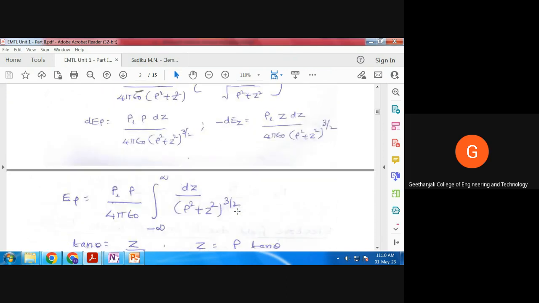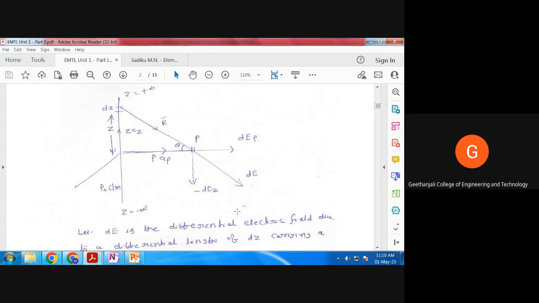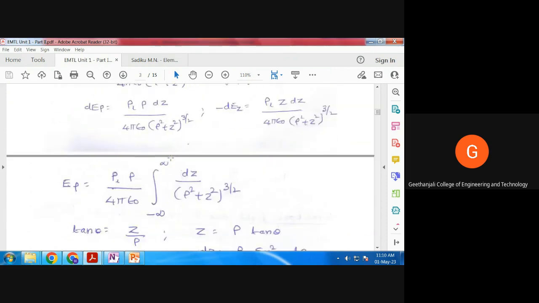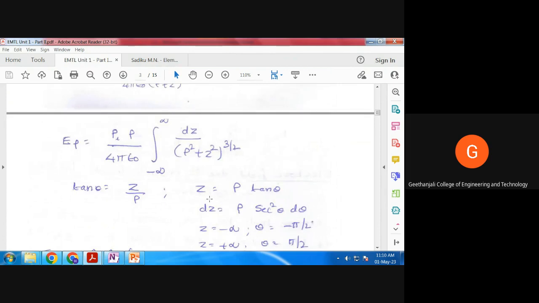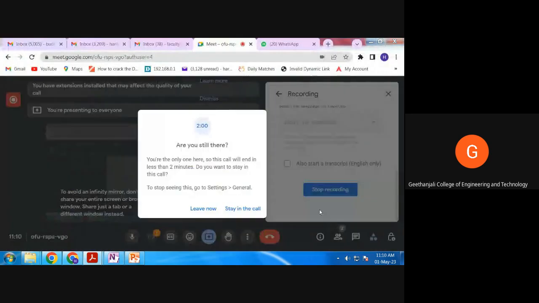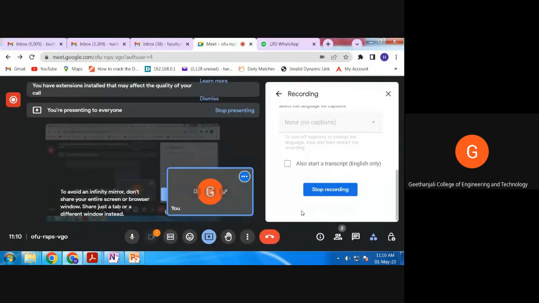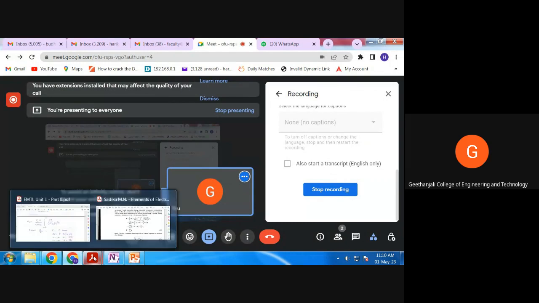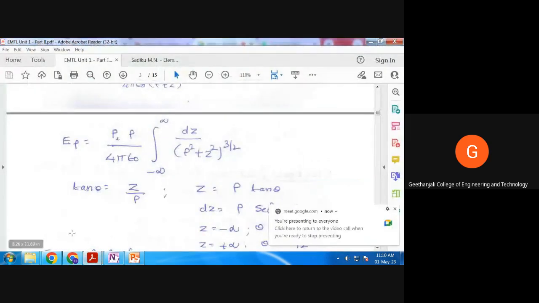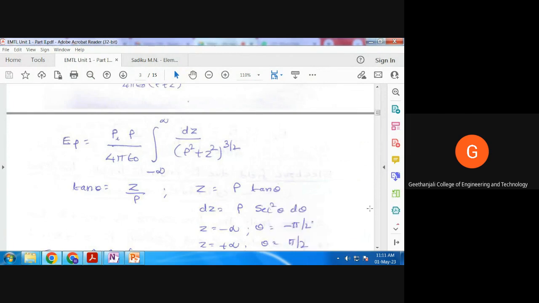Of course, there are several ways of doing this integration. One way is, suppose I define this angle as theta, what is tan theta? Z by rho. So what is Z? Rho tan theta. So dz would be rho secant square theta d theta.